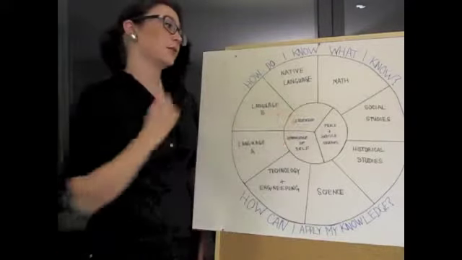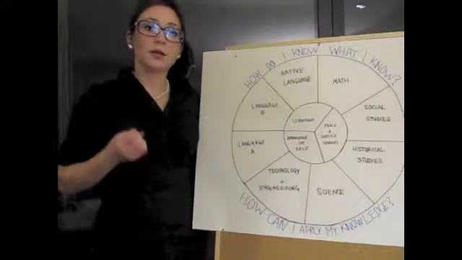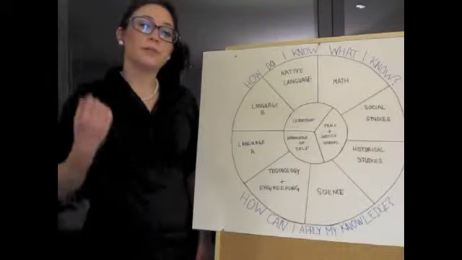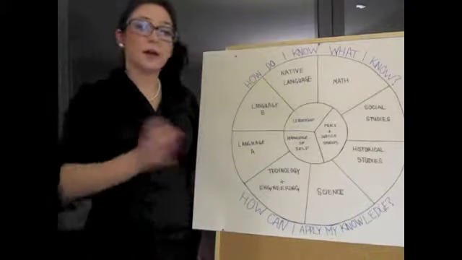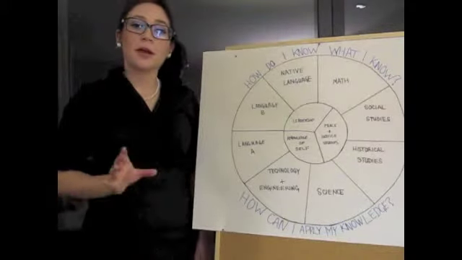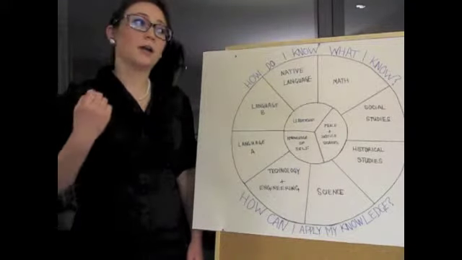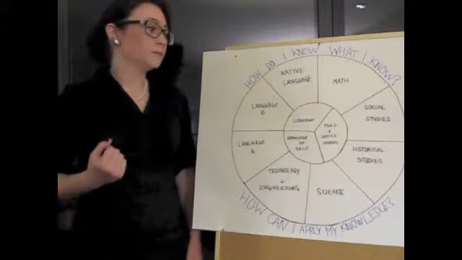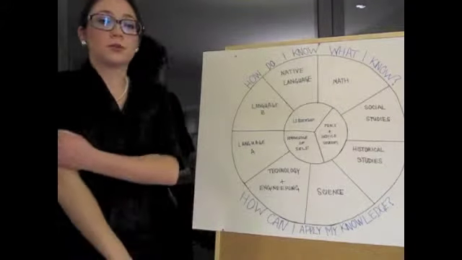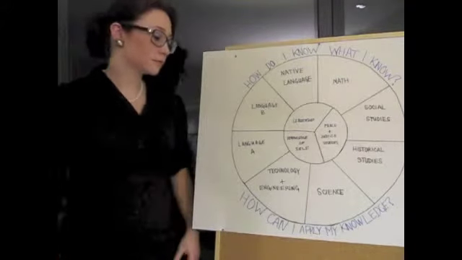For example, in social studies, how do I know what I know? Students will always be questioning what's the other side of the story, and they'll be taught to look at multiple perspectives before they are allowed to gain a piece of knowledge or to accept something as true.